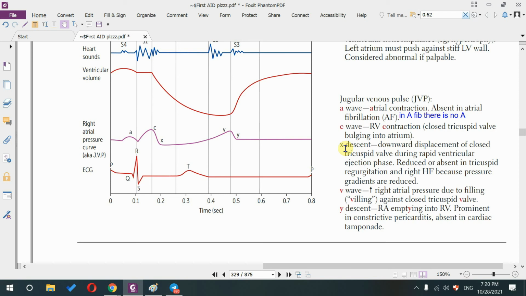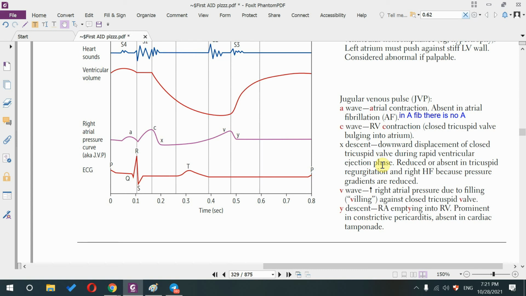Why would the tricuspid valve go back to its place? Well, because of the rapid ventricular ejection phase. The blood goes out from the right ventricle, so the tricuspid valve goes back down to its place. It's reduced or absent in tricuspid regurgitation and in right heart failure, because the pressure gradient is reduced. So again, the X descent will be reduced in some conditions.